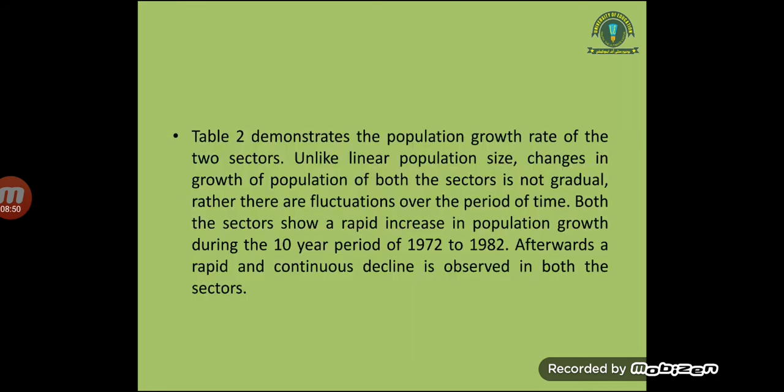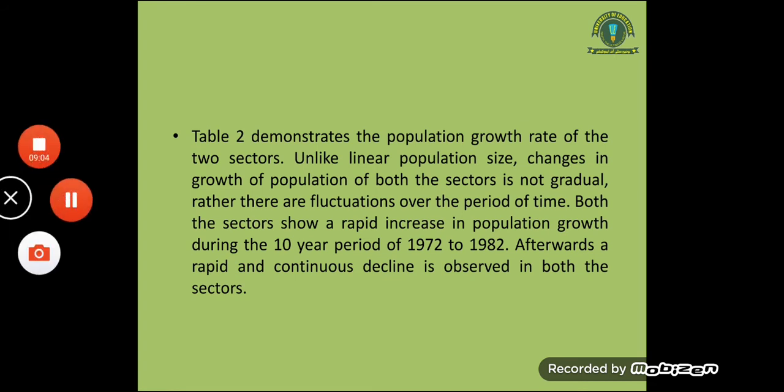Table 2. First of all, we discussed table 1. Now we are going to discuss table 2. It demonstrates the population growth rate of the two sectors. Unlike linear population size, changes in growth of population of both the sectors are not gradual. Rather, there are fluctuations over the period of time.